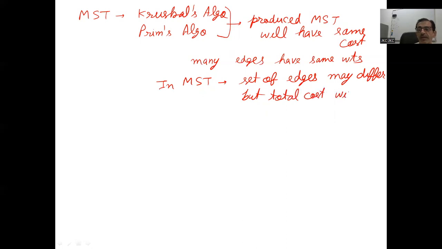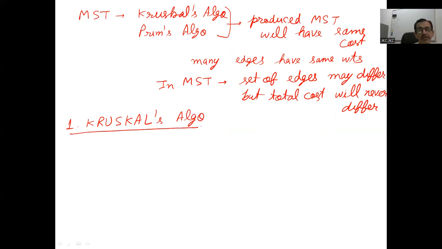Hence, that will become an MST, will never differ. So this is what we are going to see now. Now we are going to talk about both algos one by one. Today we are going to talk about the working of Kruskal's and Prim's algos, and next class, we will see the programming of this. So let's go one by one.